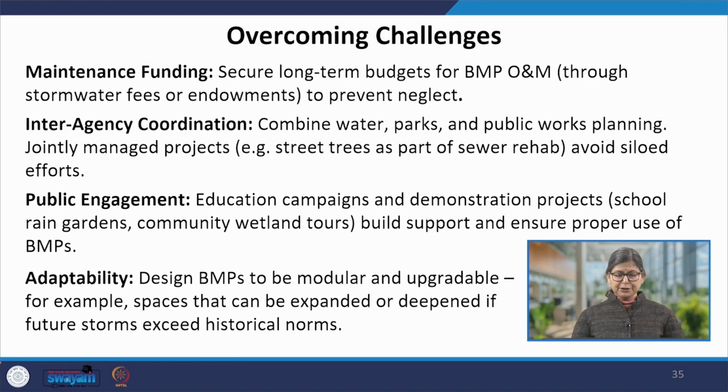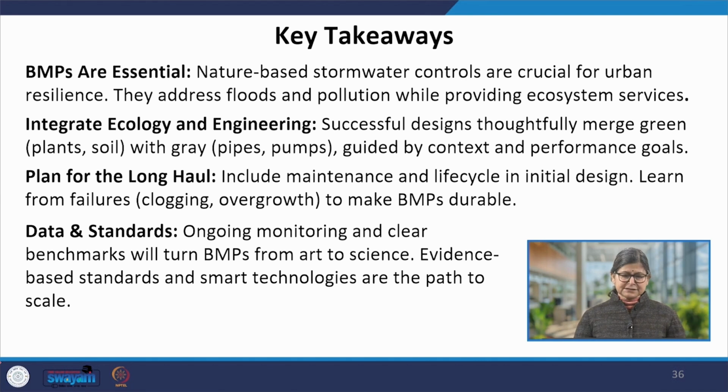Public engagement: education campaigns and demonstration projects like school rain gardens and community wetland tours. These can build support and ensure proper use of BMPs. Adaptability: design BMPs to be modular and upgradable. For example, spaces that can be expanded or deepened if future storms exceed historical norms. So these are the few important things that can help us in overcoming the challenges which BMPs are facing, especially in the case of India.